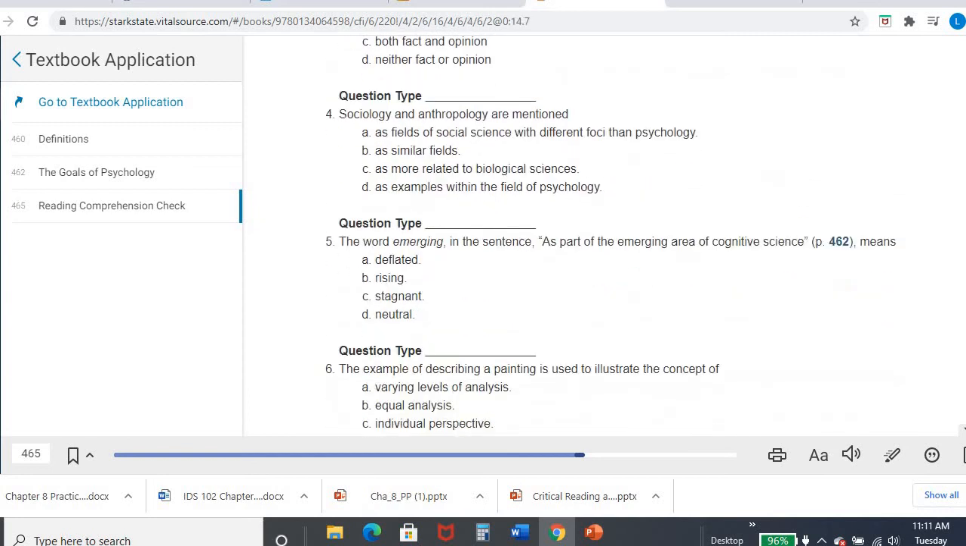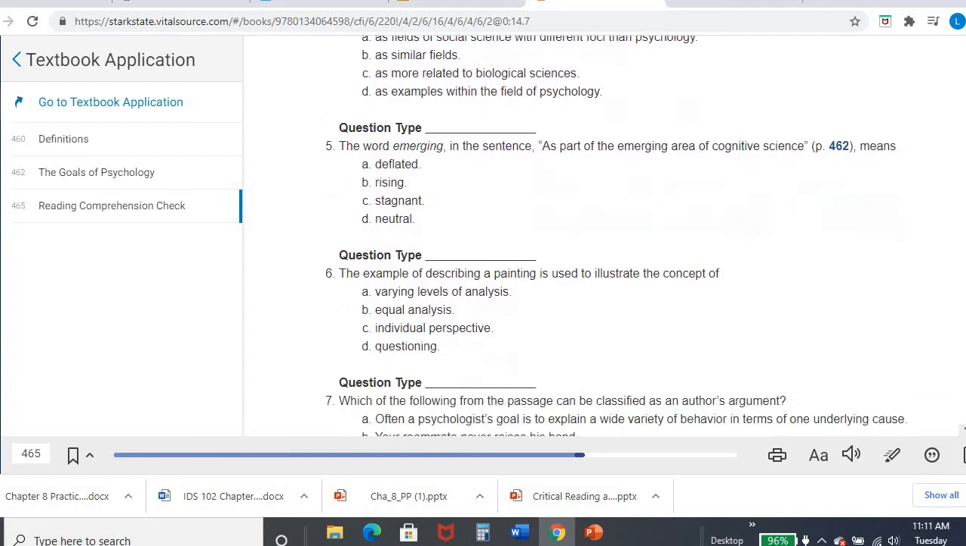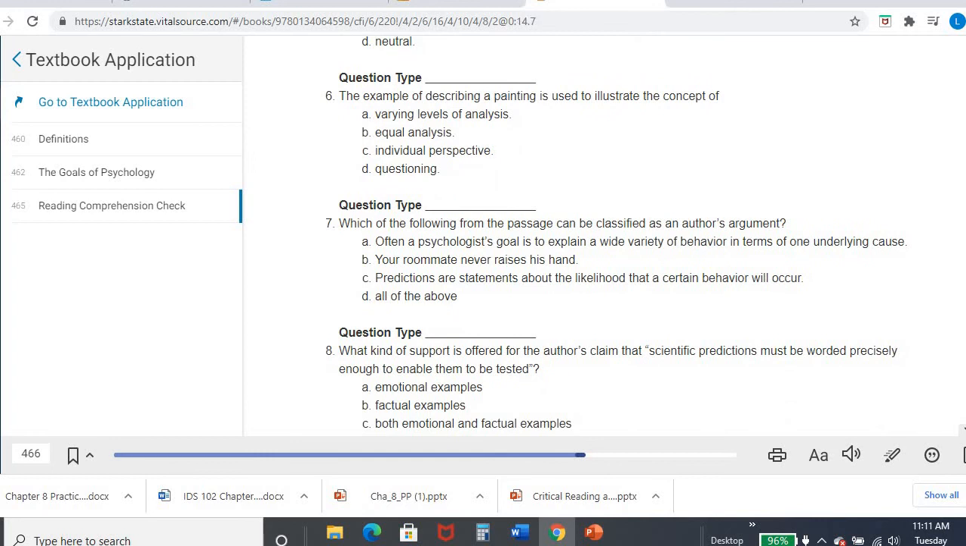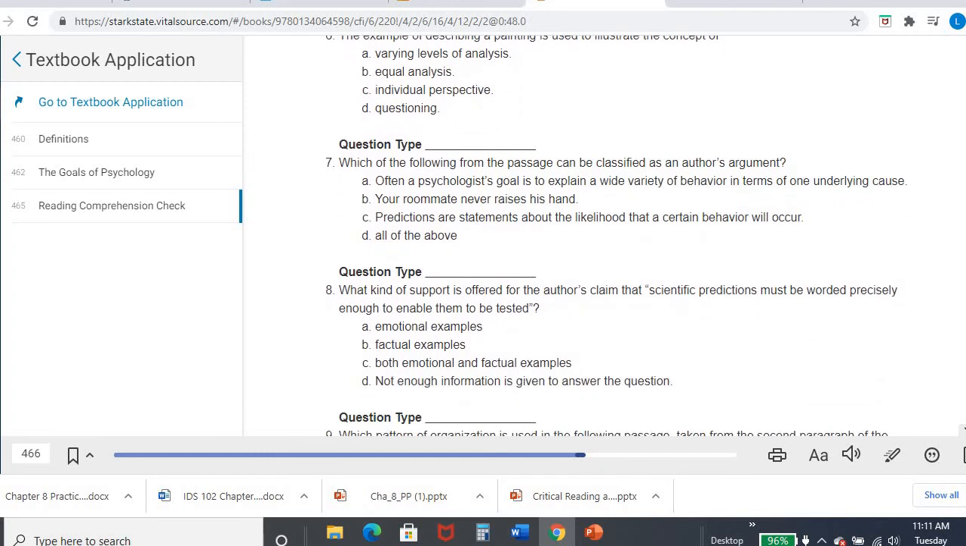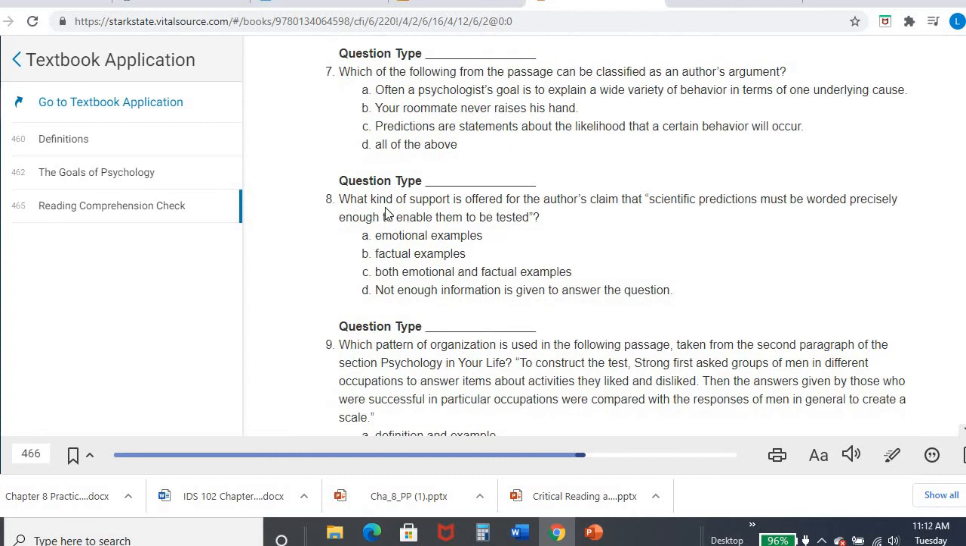Okay, so we're also going to look at number 5. Make sure you look at number 5. It's a vocabulary question. It wants to know what the word "emerging" means. So make sure you answer that one. Okay, and we're going to have you look at number 7. That's author's argument. So which one of those is kind of like the big point that the author is trying to make?